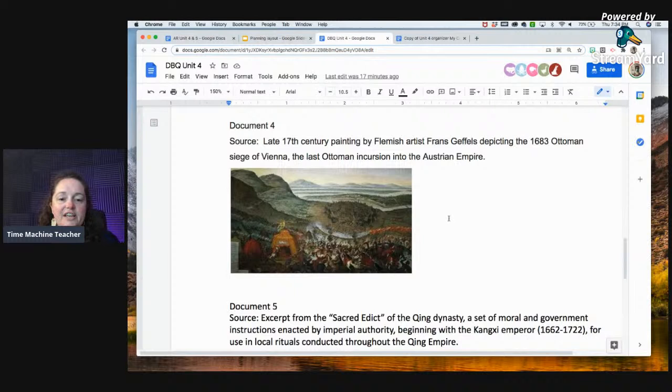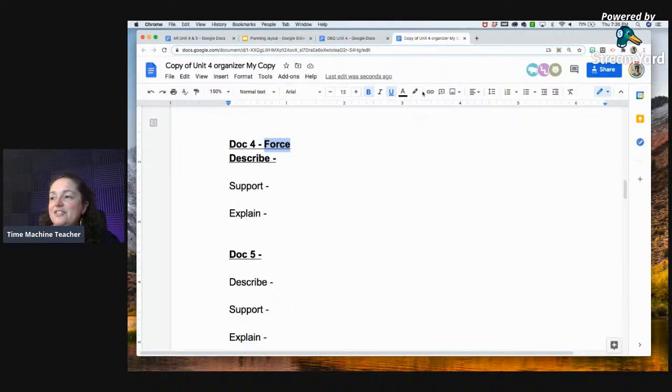Okay, so this would be force, right? Imposes authority by force. Oh, I already had that one on there. You're lucky. Forgot to delete that one. Going to highlight that. So how could we describe this? It's a picture of the invasion of Austria, Austrian Empire, by the Ottomans.